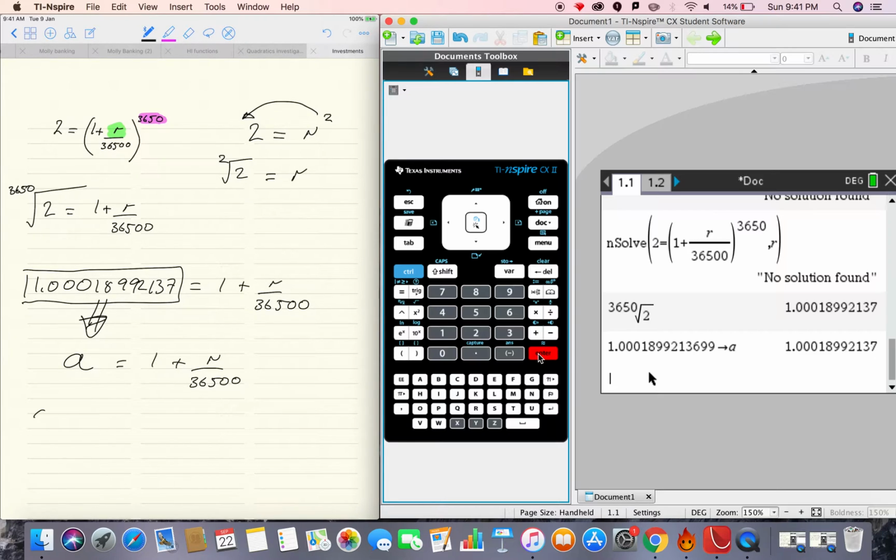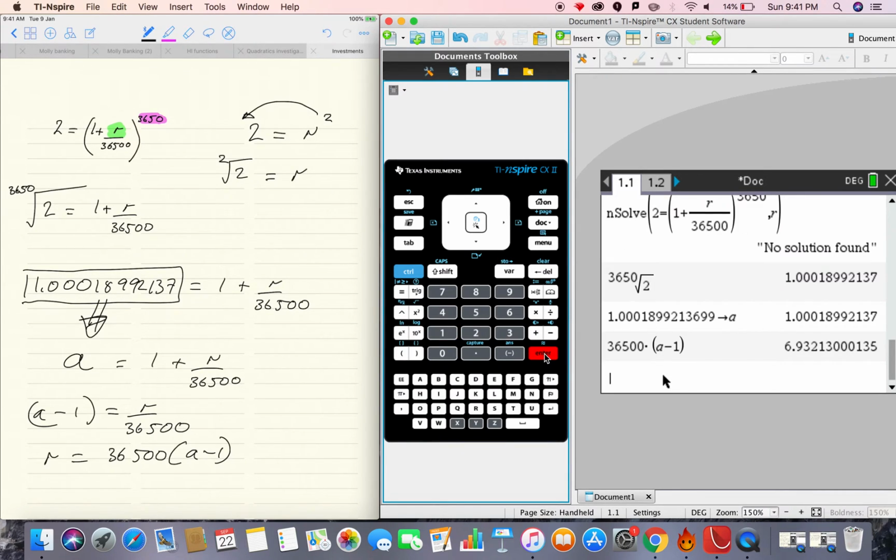So how to rearrange? A minus 1 equals r over 3650. So therefore r equals 3650 into A minus 1. So let's just type in the calculator, 3650 times open bracket A, and you see how it's gone bold there because it recognises that A has a value attached to it, and then subtract 1, close bracket, and then press enter, boom, and we've got it.